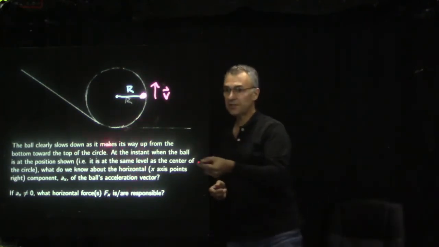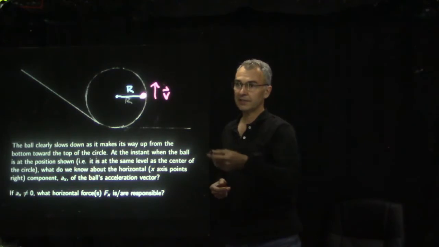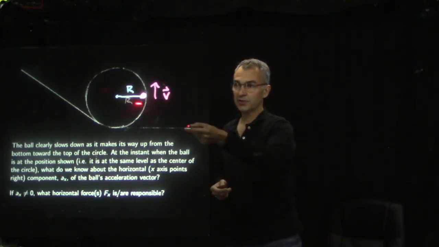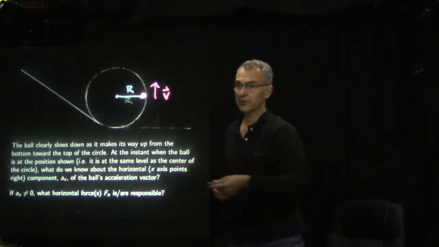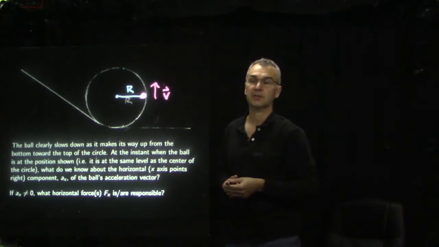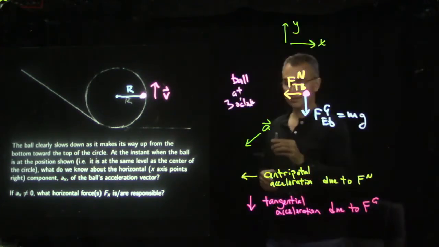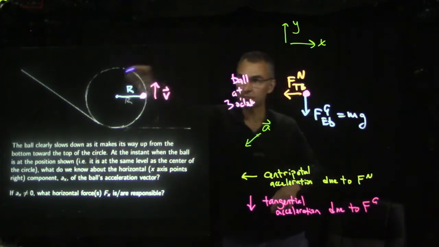So at this same instant, we know there must be a horizontal component of acceleration. We could call that a sub x, and its magnitude is v squared over r, points toward the center of the circle. And the horizontal force responsible for that is the normal force, the contact force by the track on the ball. So what's happening at this instant is actually pretty tricky to analyze. So the velocity points upward and it's moving in a circle.